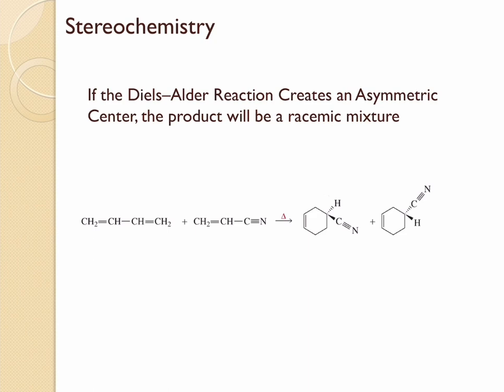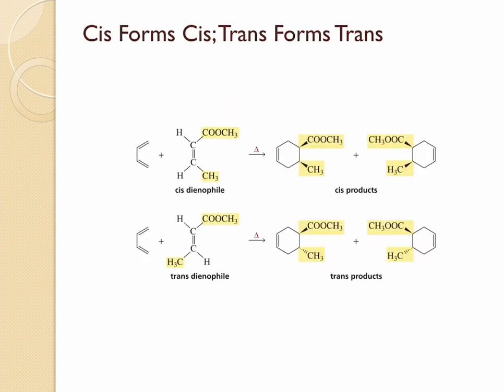Whenever a Diels-Alder reaction creates an asymmetric center, then the product will be a racemic mixture. Here is an example. Here there is a new asymmetric center that is created, and therefore this is definitely going to result in a racemic mixture. The Diels-Alder reaction is an example of syn addition, where one face of the diene adds to one face of the dienophile. So if the substituents in the dienophile are cis to each other, the product will also have their substituents cis to each other.